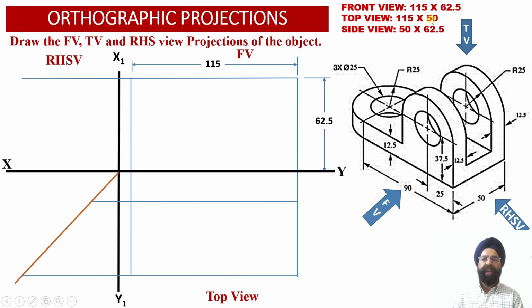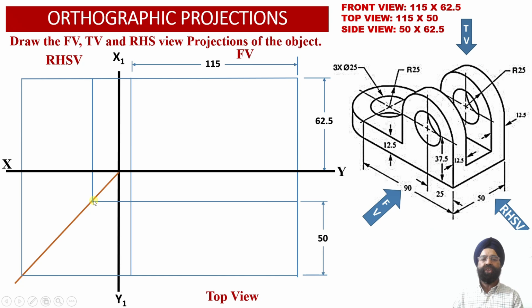Now corresponding to this depth of the solid, which happens to be equal to 50 millimeter, we have drawn two horizontal projector lines into the top view projections, and these two projector lines are separated by the distance equal to 50 millimeter, so that we will be obtaining the depth of the solid equal to 50 millimeter in the top view projections. And this distance of 50 millimeter of the depth, we have transferred through this transfer line into the right hand side view projections as well.